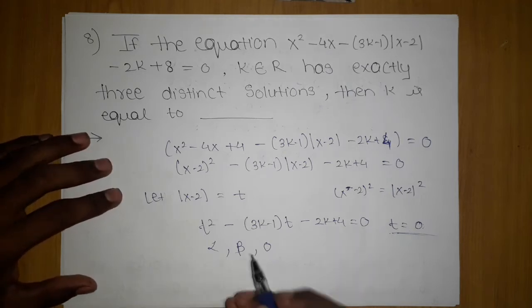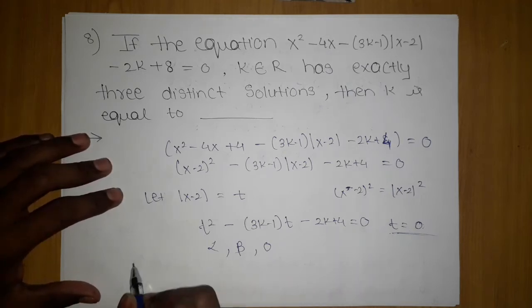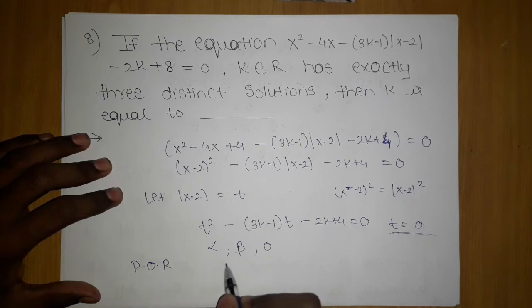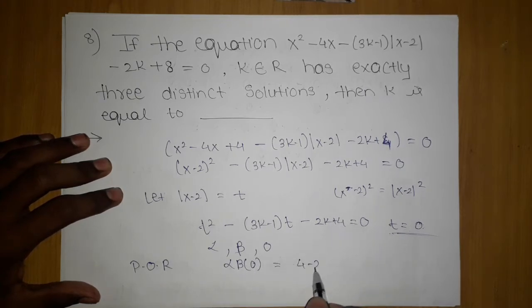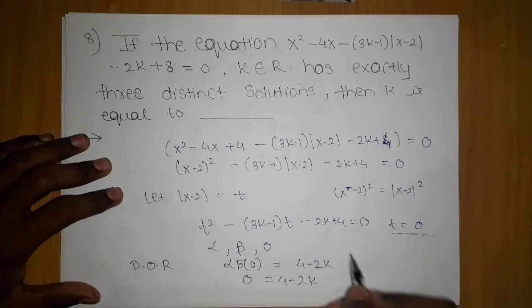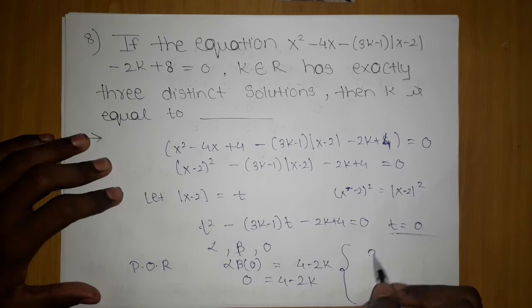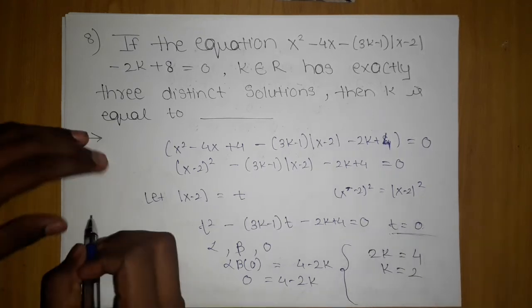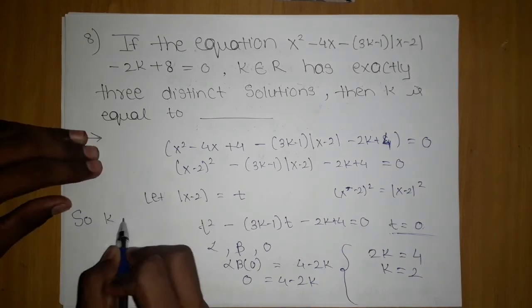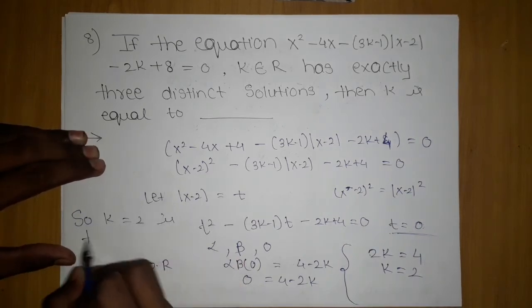After you got this, the rest of the job is very easy. We will take the product of the roots. What is alpha into beta into 0 should be equal to what? 4 minus 2k. This thing is 0. 4 minus 2k, let me solve it here. 2k should be equal to 4. What are we getting? k equals 2. So k equals 2 is the answer.